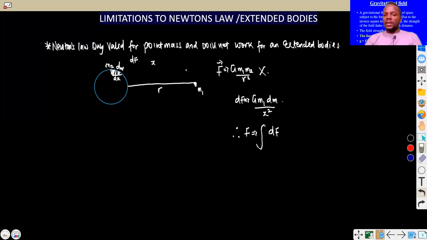So I am taking the force to be equal to G m dm divided by x squared. So the integration of the whole body will now be the integration of what? The elemental part that I have taken. So this is the way we do it.